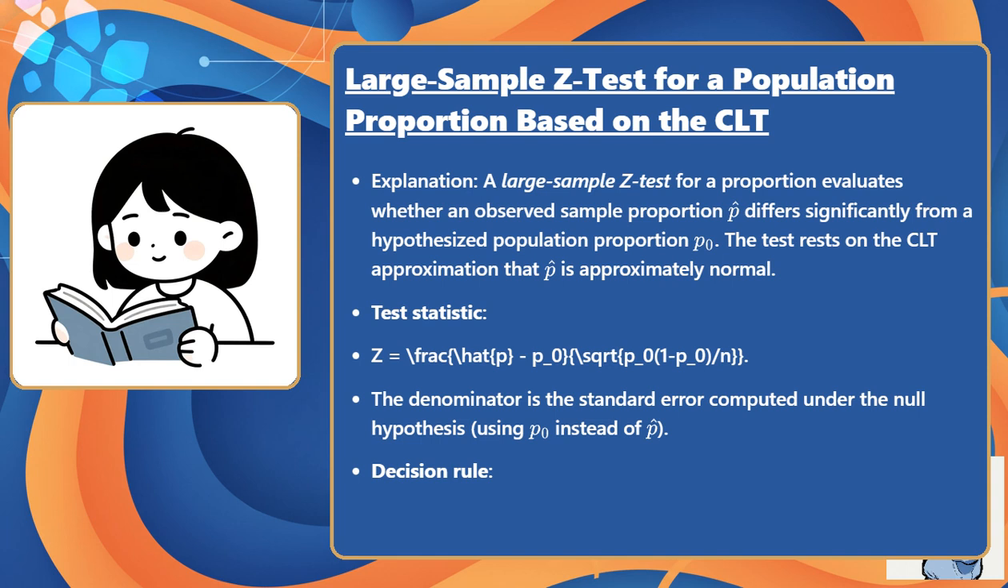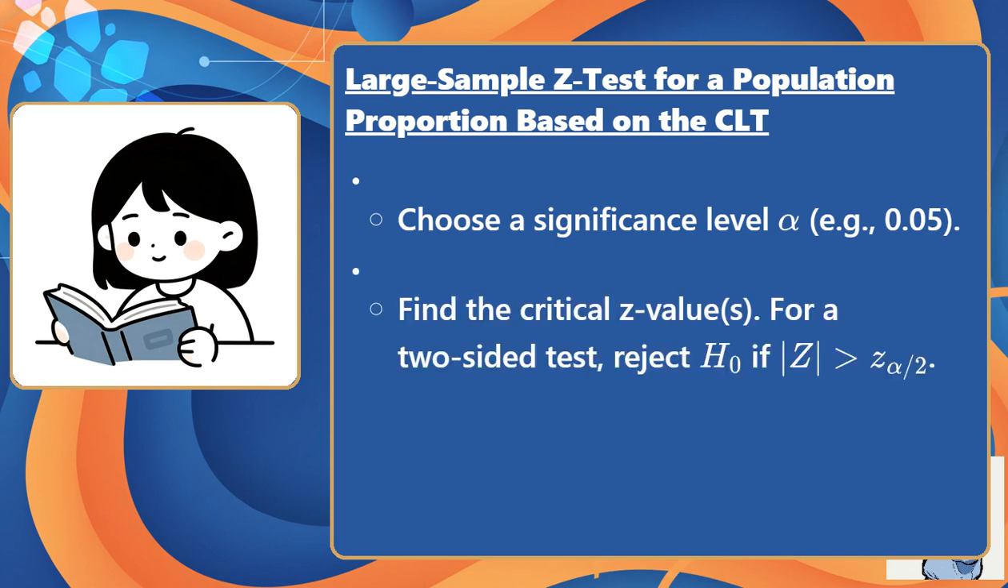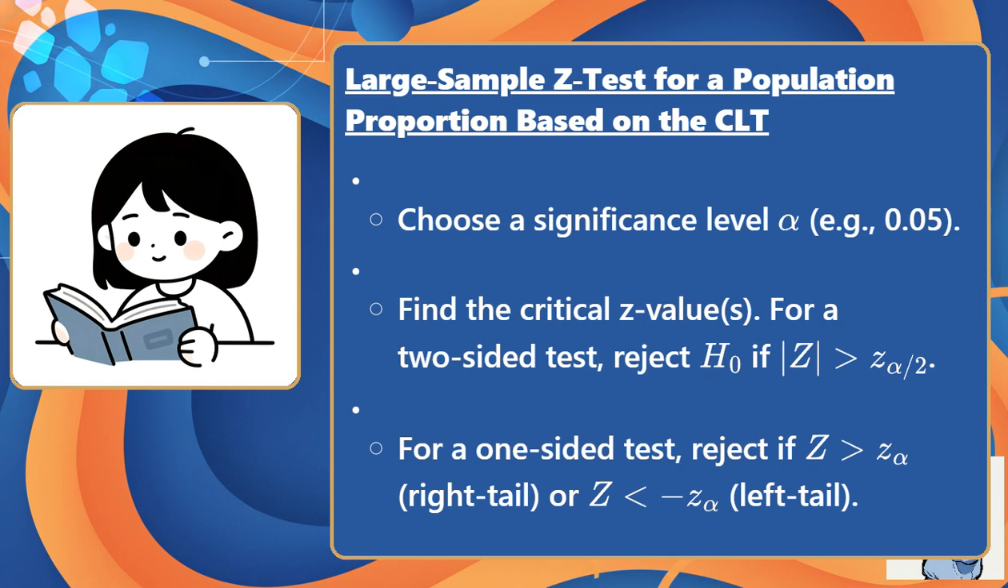Decision rule: choose a significance level alpha, for example 0.05. Find the critical z values. For a two-sided test, reject the null hypothesis if the absolute value of z is greater than z sub alpha over 2. For a one-sided test, reject if z is greater than z sub alpha for a right tail, or if z is less than negative z sub alpha for a left tail.